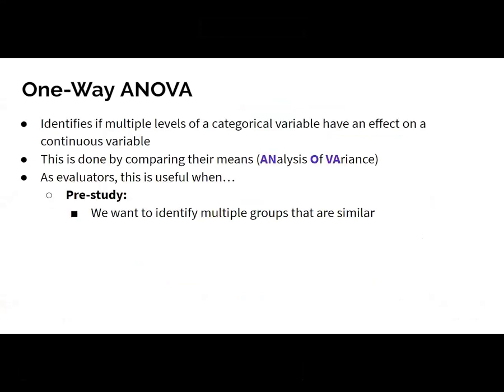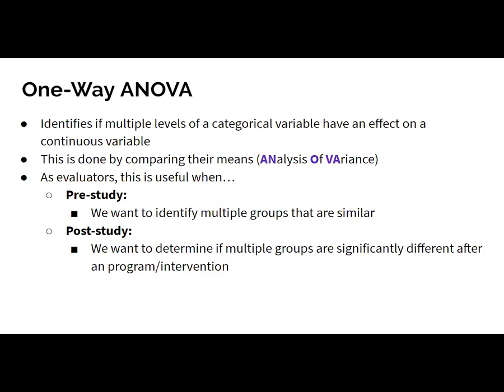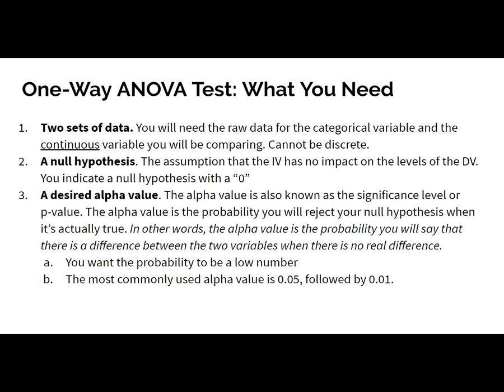So when it comes to ANOVA, it identifies if multiple levels of a categorical variable have an effect on a continuous variable. So again, like Burrow on time to close. This is done by comparing their means. So ANOVA comes from analysis of variance. It's the abbreviation. And as evaluators, it's valuable both before, as a more formative method, before you do an evaluation, or once you have done an intervention and you want to evaluate it.